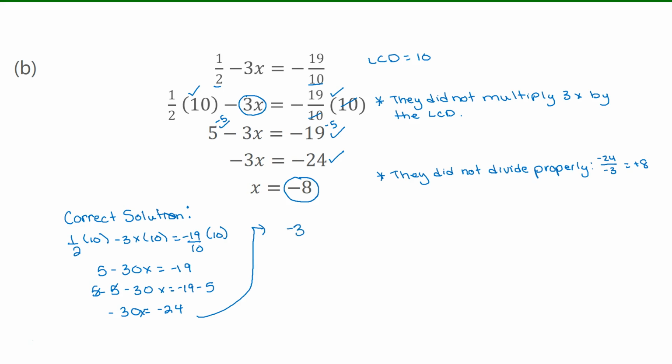Now we need to divide both sides by negative 30. And we know our answer is going to be positive because a negative divided by negative is a positive. So we get 24 over 30. Now we can reduce this because 6 can go into both the numerator and the denominator. 6 can go into 24 4 times, and 6 can go into 30 5 times. So we get 4 over 5.